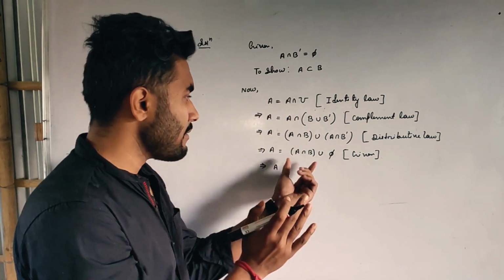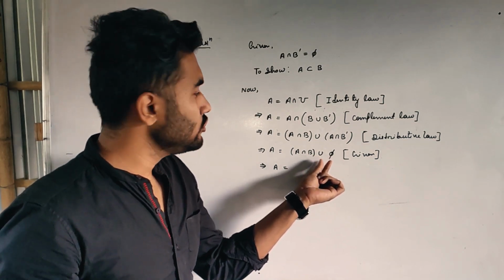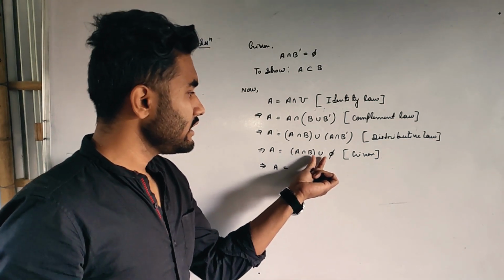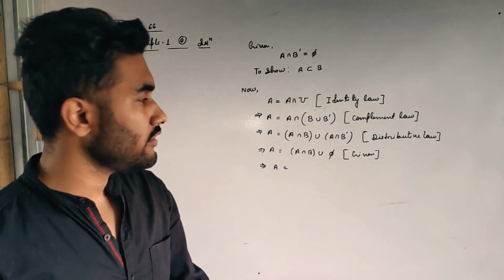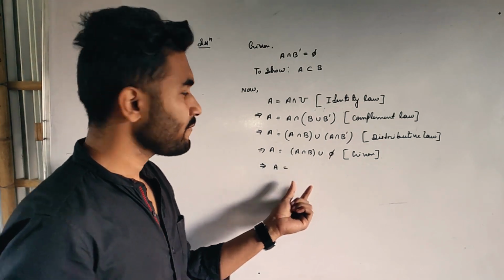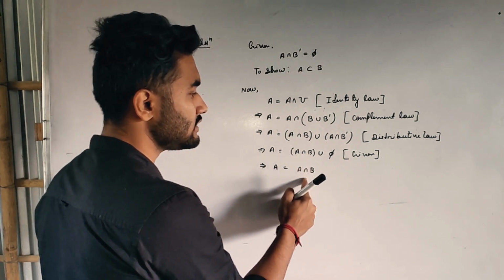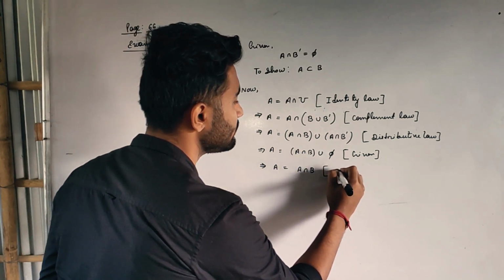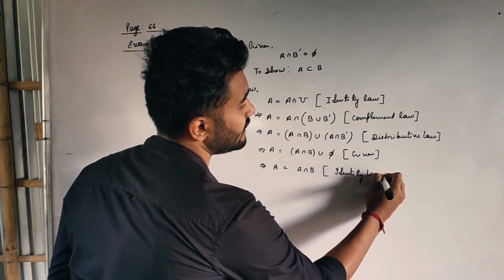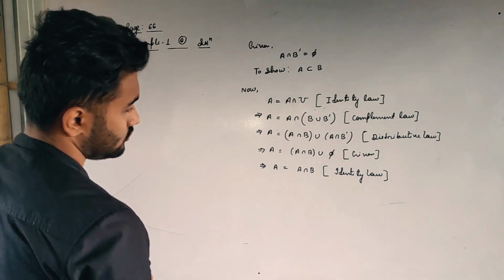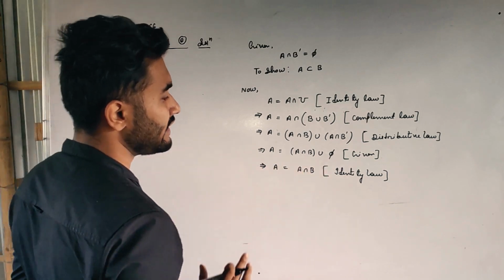A intersection B, consider it as one set, and take union with phi, a set union with phi. What is the answer? Union with phi is not phi, intersection gives phi, so what does union give? The set itself. So what will come here? A union B. Any set union phi is the set itself, right? This is known as what? Identity law. So implies, oh sorry, it is already finished, and A is equal to A intersection B.